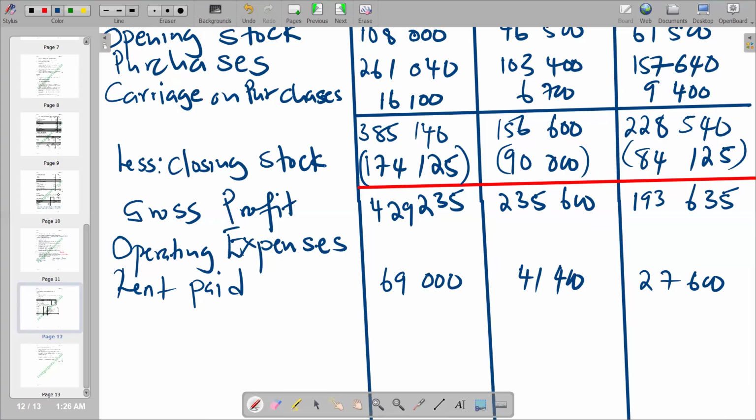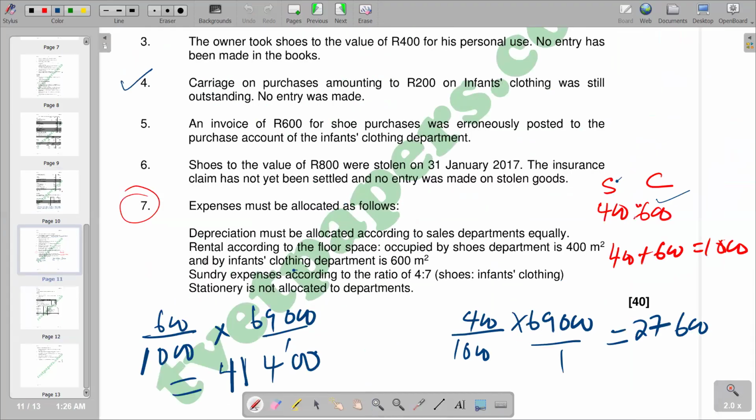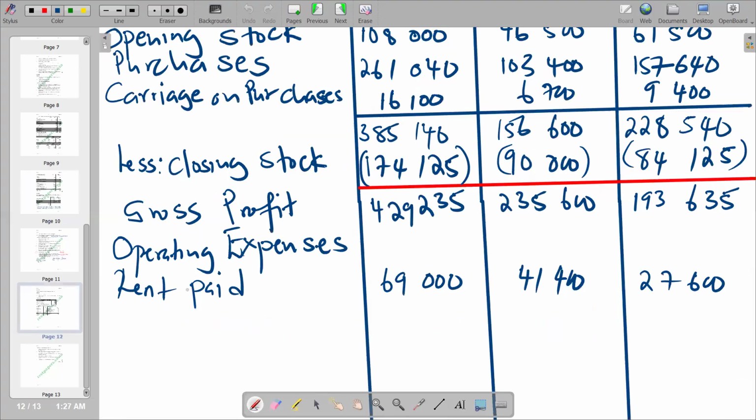So we check the next expense that we are given after rent paid. We've got depreciation, 9,600. So we go to the instruction on allocating, which says depreciation must be allocated equally across departments. We've got only two departments, so we're going to divide by 2. So we say 9,600 divided by 2, you get 4,800. So for depreciation, the two departments are going to have the same, which is 4,800.